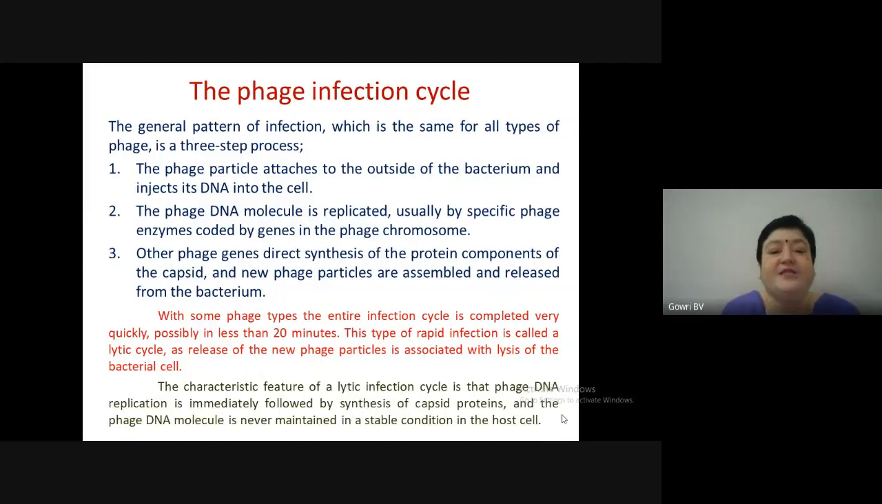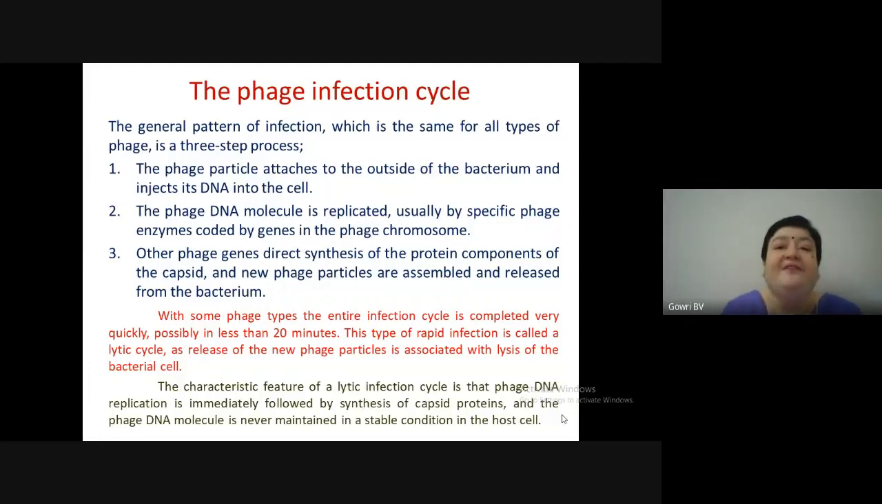The characteristic feature of a lytic infection cycle is that phage DNA replication is immediately followed by synthesis of capsid proteins, and the phage DNA molecule is never maintained in a stable condition in the host. There is lysis or breakdown of the bacterial cell and continuous release of the phage particles. I repeat the slide again.